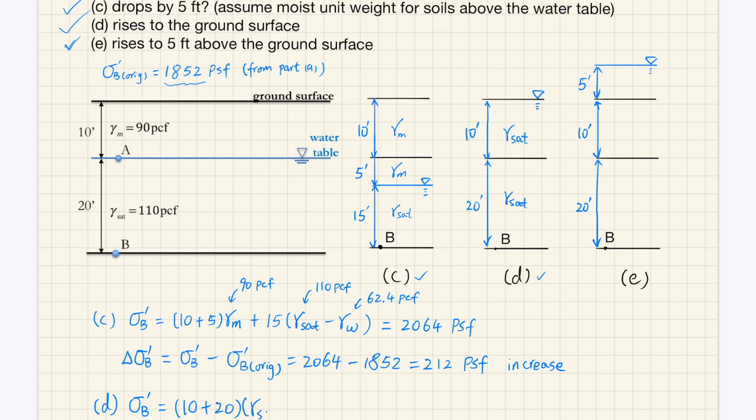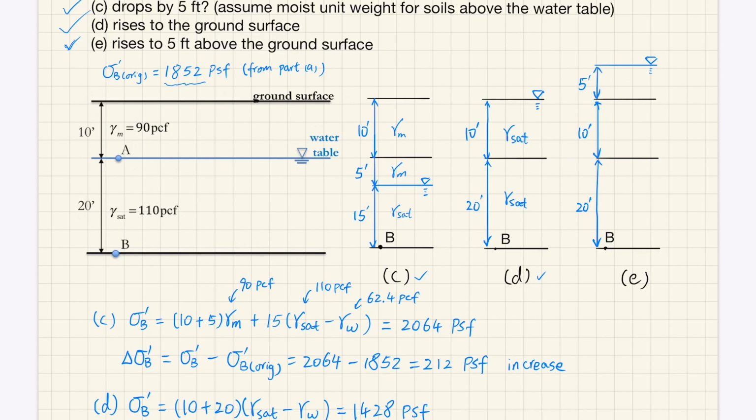unit weight, gamma saturated minus gamma water. And if you plug in these unit weights, you get 1428 psf. So that's the new effective stress at point B. So the change, delta sigma B prime, is sigma B prime minus sigma B original. And this equals 1428 minus 1852. And that's negative 424 psf.